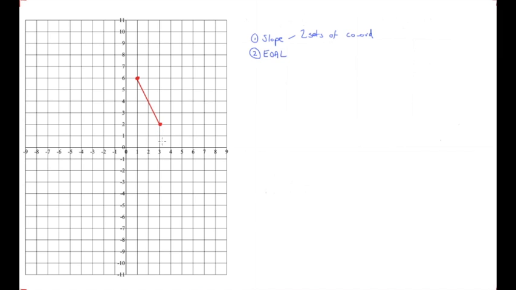This one here is 3 on the x-axis and 2 on the y-axis. So we'll do step 1 here, okay? We have 3 and 2. And then over here we have 1 and 6. So 1 and 6. And we have x1, y1, x2, y2. Now, we can either use rise over run, or we can use the slope formula. The slope formula is y2 minus y1 over x2 minus x1.